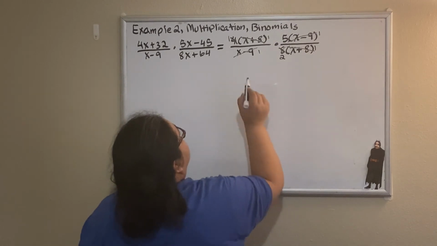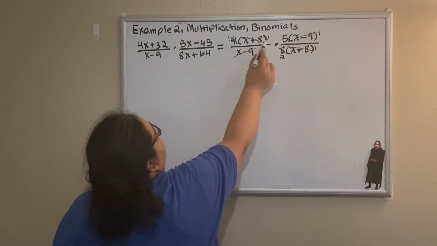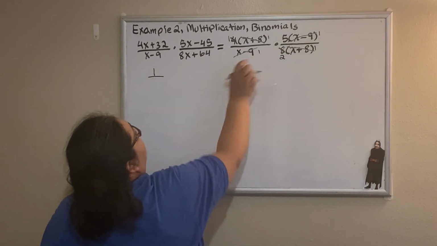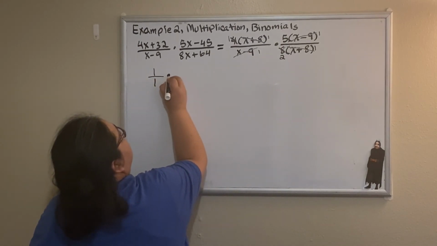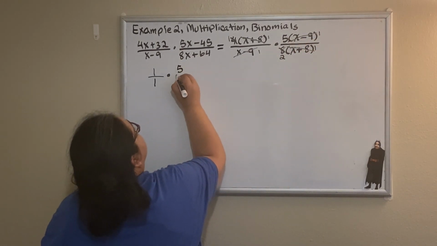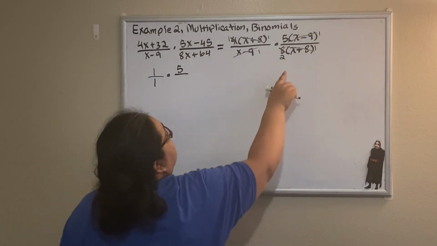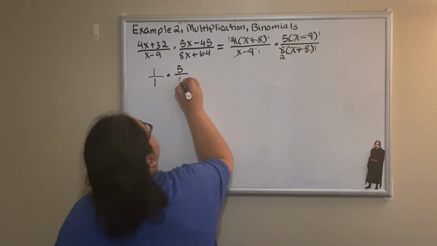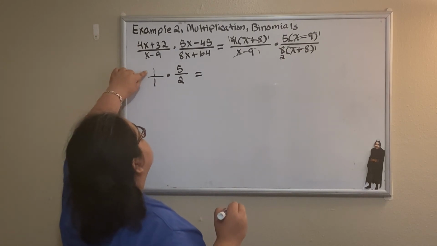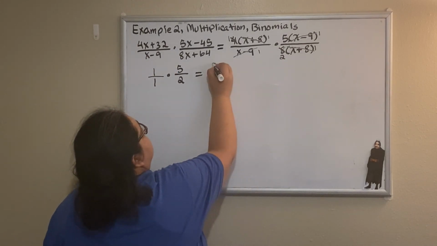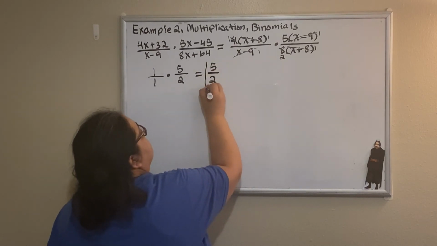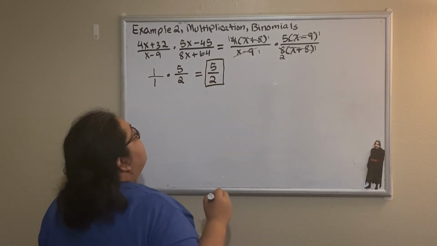So now if we simplify this, we're left with 1 times 1, so that's just 1 in the numerator, over another 1 in the denominator, times 5 times 1, so that'll be 5 in the numerator in the second fraction, and then 2 times 1, which will just be 2 in the denominator. And now we can multiply across. 1 times 5 is just going to be 5, over 1 times 2 is just 2, and this is our product.